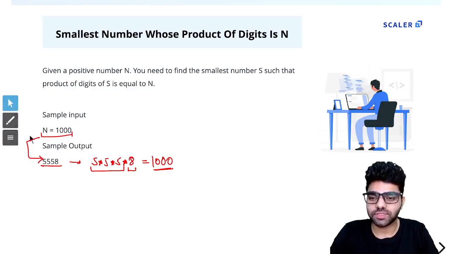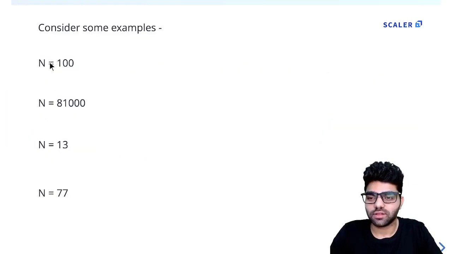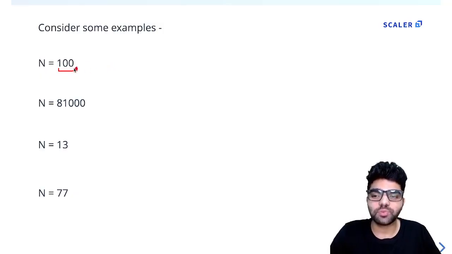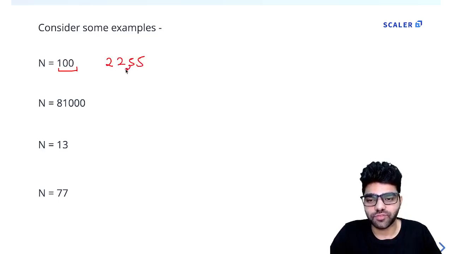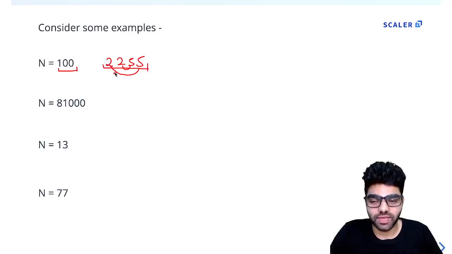Now let's try to consider some examples first. If the value of n is 100, then what could be the answer in this case? For 100 I need to consider some digits such that their product is equal to 100. So I can simply write it like 2, 2, 5 and 5. 5 into 2 is 10, 5 into 2 is 10, and 10 into 10 is going to be 100. So we can definitely consider this number, or any permutation of this number. Basically we have to consider the smallest permutation.